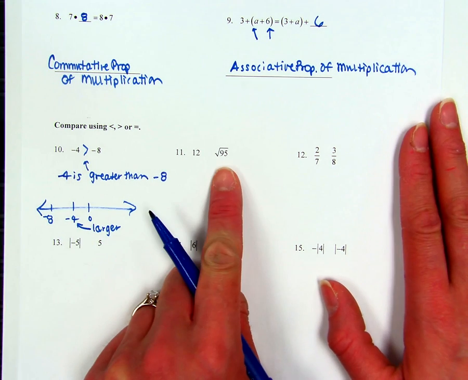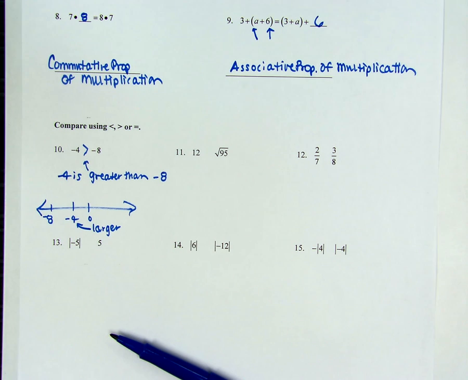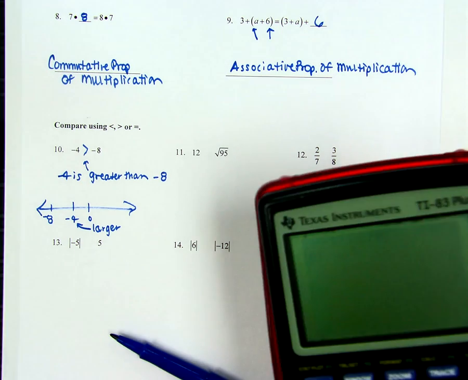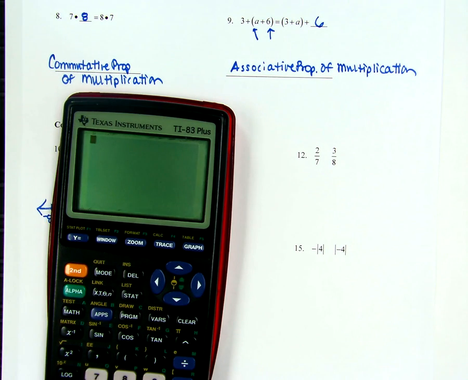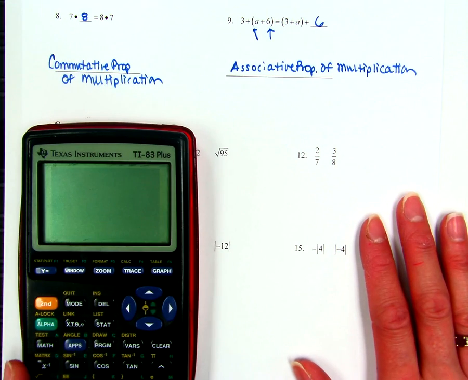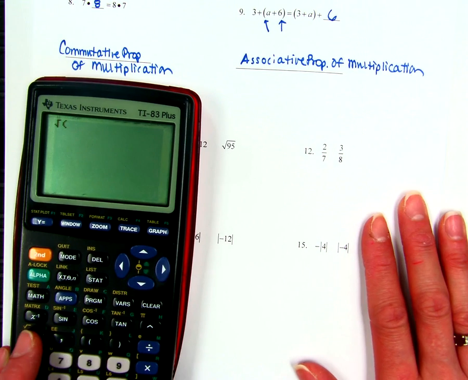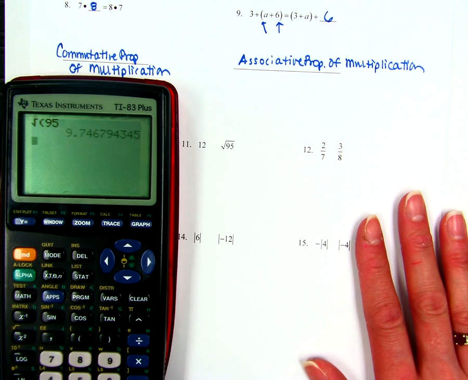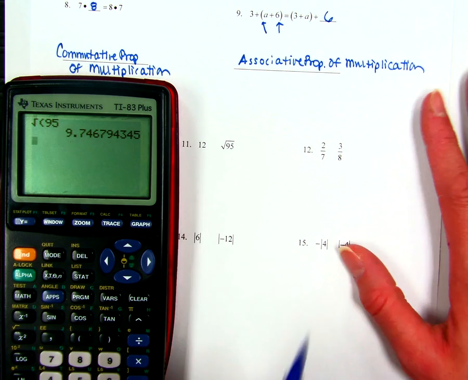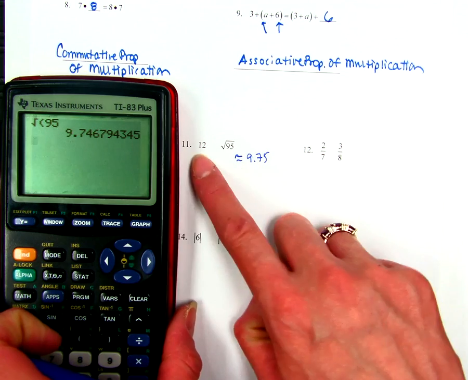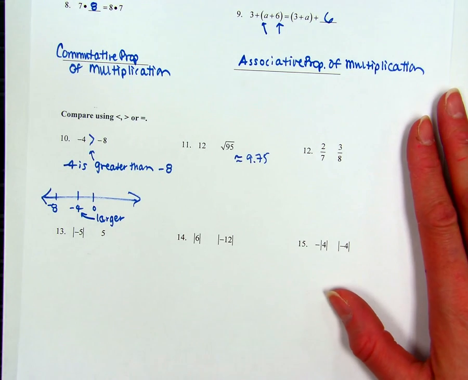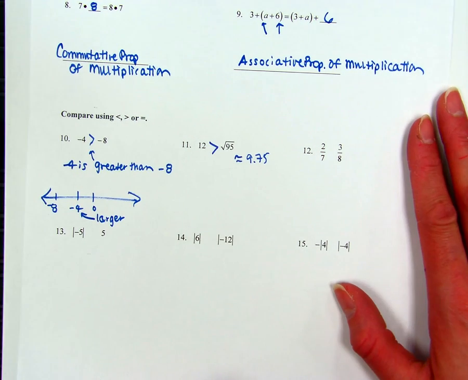Okay, when you compare this one, I think it might be easy if you use your calculator. All right, so let's figure out what is the square root of 95. Okay, so in your calculator, first you should find where the square root key is. It's above the x squared, so you have to hit second and then x squared. So that's right over here. All right, square root of 95 is about 9.75. So we're going to say this is approximately 9.75. So now you can compare them. 12 is obviously bigger than 9.75. So that would be greater than.